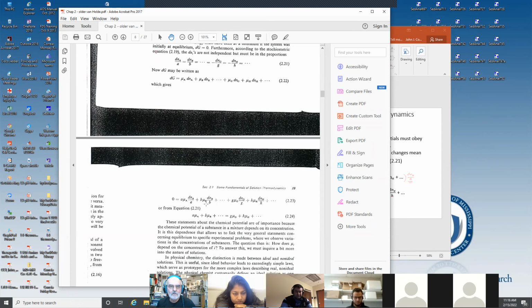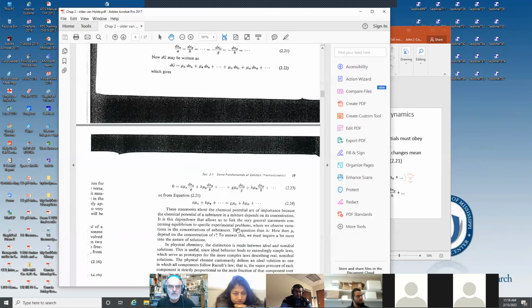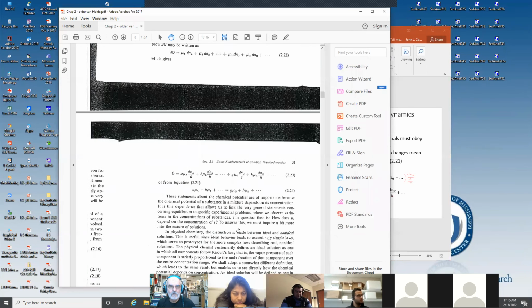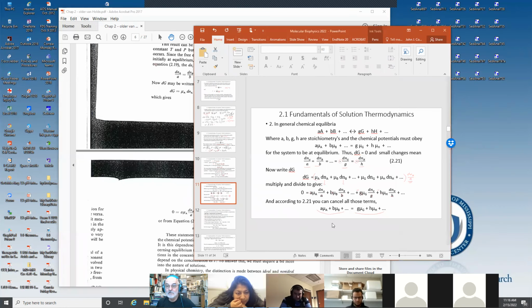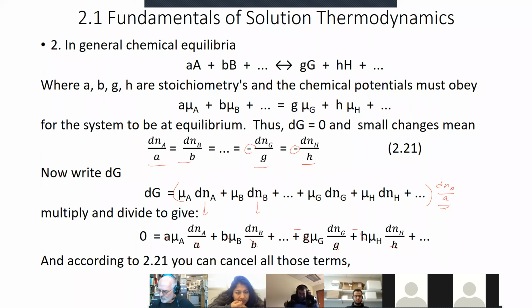mu A dNA, mu B dNB, mu G dNG from 21. Huh. Does that look wrong to you too? The A's cancel. I started talking about this as though I knew what I'm talking about here, but I think that's also a mistake. Wow. I hadn't noticed that when I did this.